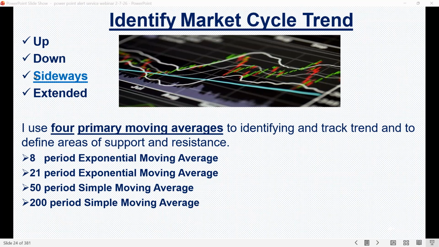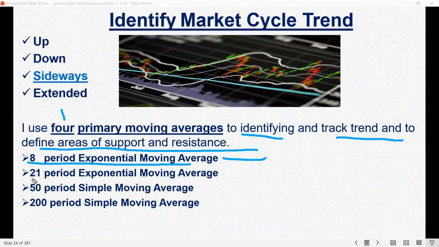Now, to do this market cycle work and to identify cycles, I use 4 moving averages to help identify and track trend and to define areas of support and resistance. The key moving averages that I'll always be using on a daily, weekly or monthly chart: I'll always have my 8 exponential moving average, that's a fast moving average measurement. I'll have my 21 exponential, which is what I really use for tracking trend, so that's the primary trend. And then the 50 simple is super important, and then the 200 period.